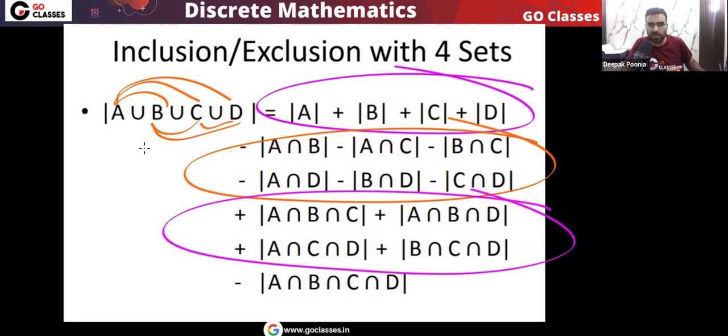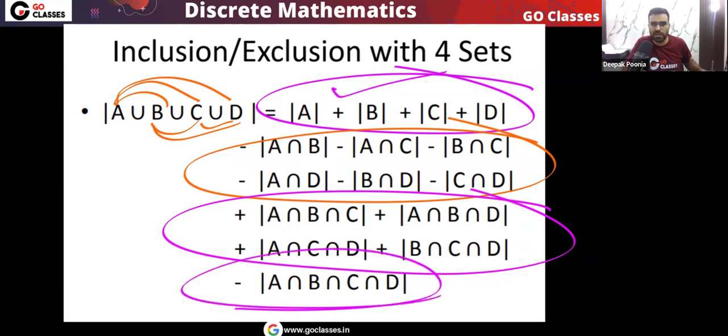Then triple plus: A intersection B intersection C, A intersection B intersection D, A intersection C intersection D, and B intersection C intersection D. So you can see triple plus, and 4 minus, alternating plus and minus is going on. Single plus, double minus, triple plus and 4 minus. So this is the pattern: alternating plus minus. Similarly you can create the inclusion exclusion principle for 5 sets, 6 sets, and so on. This is a very easy concept. I hope you understood this.